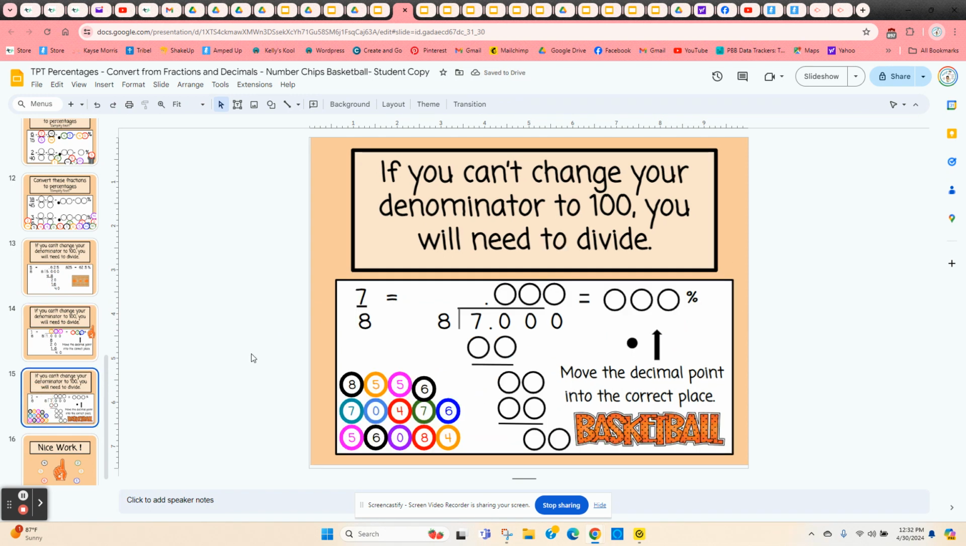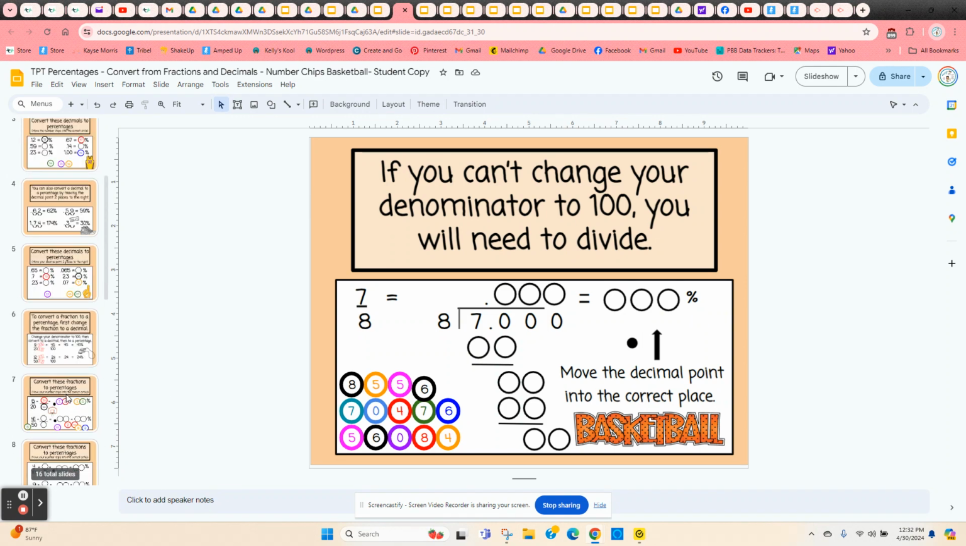The next slide has another division problem. This one they have to do all of the division themselves. So they've got number chips for every number they need. And again, if the numbers aren't working, they know they've made an error somewhere and they need to go back and check. Just make sure they move that decimal point in the correct place in their answer.